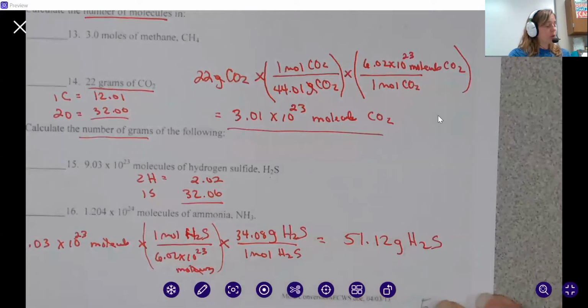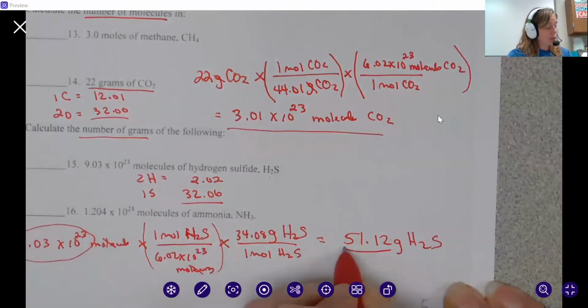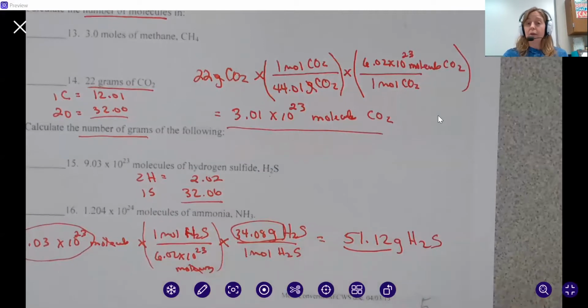Now, the thing that's going to change in the setups is what you were given in the problem and the molar mass, right? The location of these is going to be the same, but the number will be different because the number they give you will be different, and the molar mass will be different because they're going to be using a different compound. So really, that's the only thing that changes when you're setting these problems up, okay?